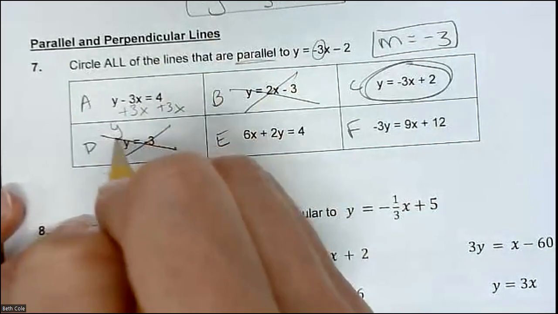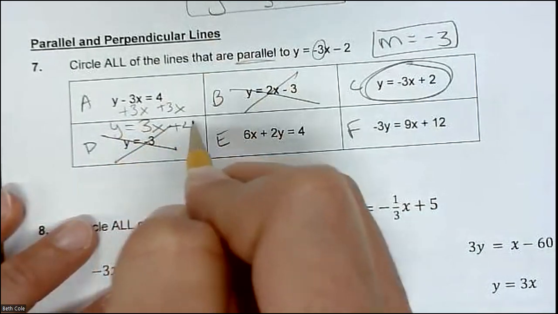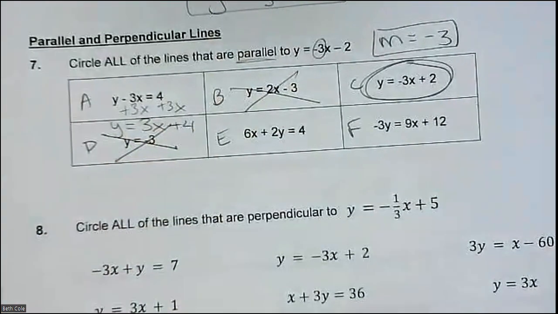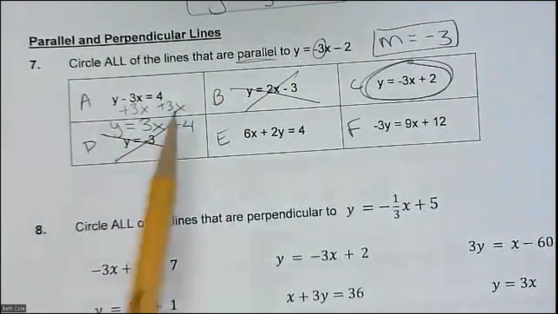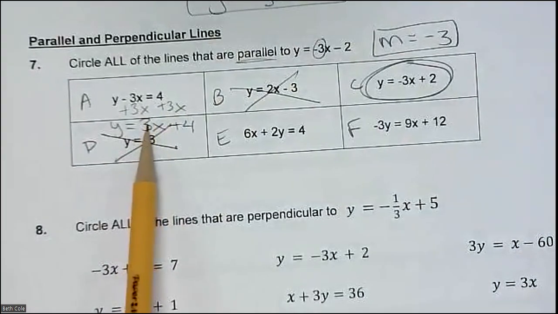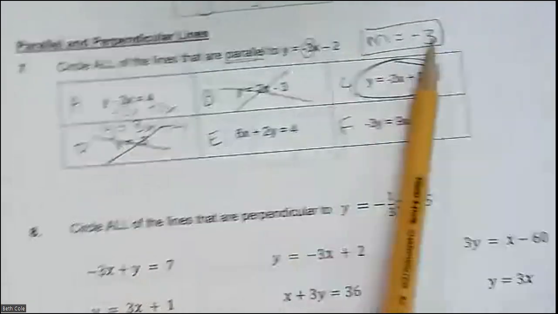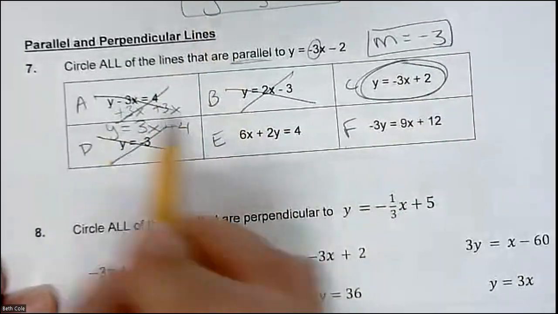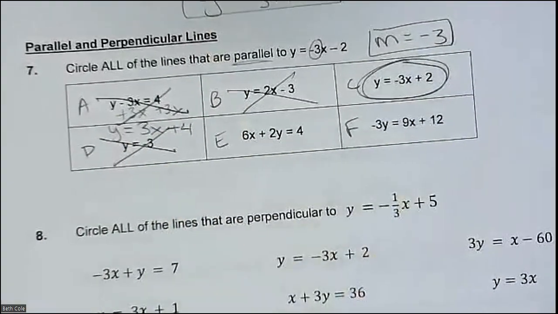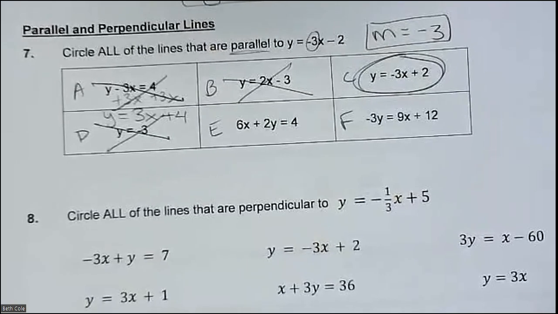So you would get y equals 3x plus 4. It has to be y equals mx plus b for you to be able to tell. So what's the slope of that line? +3, not -3. So we don't want that one. Now these others, you can rearrange them if you want, but what I was going to suggest instead is just go ahead and type them in the calculator.